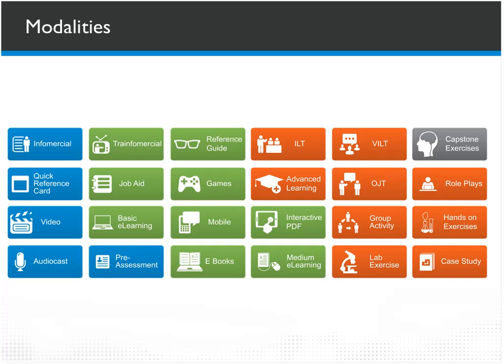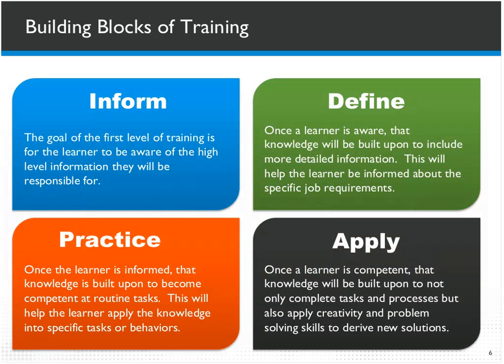We want to use a lot of different modalities. We want to change up the experience for that learner so that they're getting a lot of different types of content, but that we also want to be very prescriptive in how we're using content. So what you see on the screen is a sampling of some of the different types of modalities that we can put together, and you can see that they're color-coded. So if we go back a slide, we have the blue as the inform, we have the green as the define, the orange is practice, and the gray is apply.